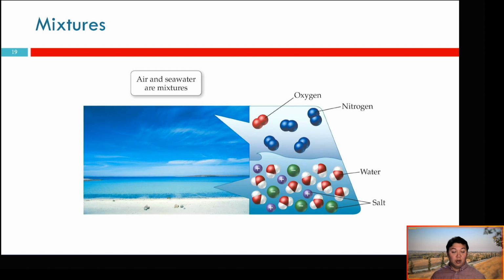Seawater is going to have salt in it. It's going to have different kinds of salt. It's also going to be mostly water. And so both of those are mixtures, right? Because you could add more salt to the water, and it's still a mixture. It's not a fixed proportion.